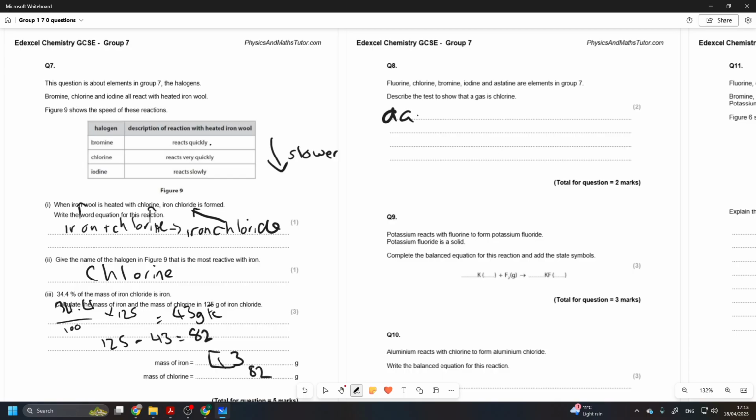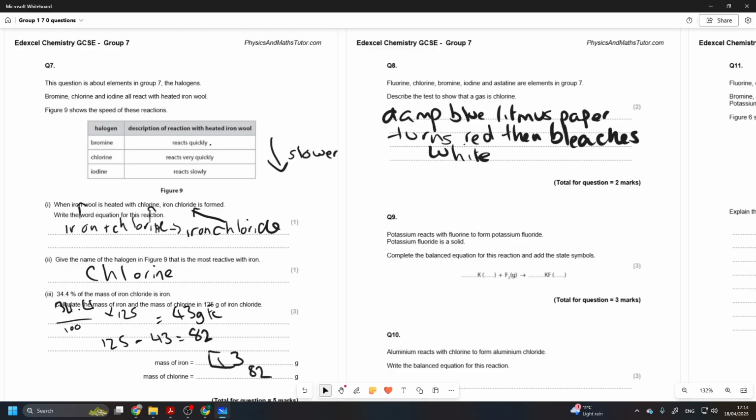Damp blue litmus paper turns red, then bleaches white.